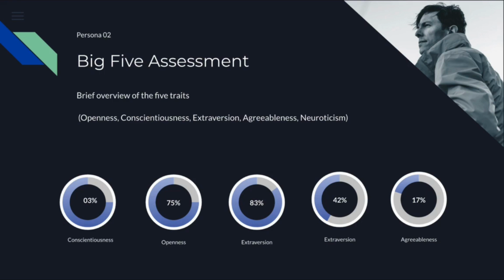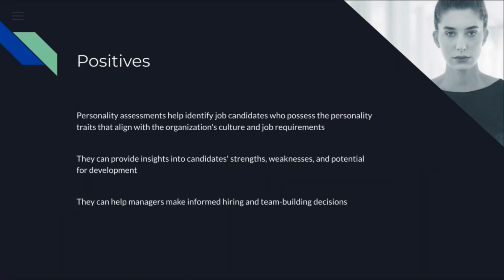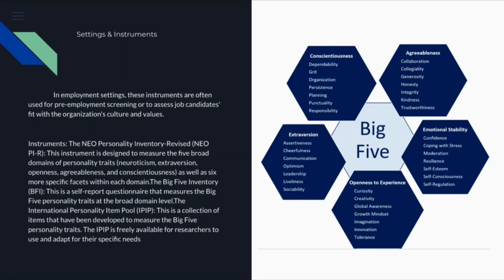assessment. So, as I mentioned, it measures five different traits: conscientiousness, openness, extraversion, agreeableness, and neuroticism. So, let me just skip to this slide really quickly and go a little bit in depth with each of the five of them. So, conscientiousness, within that trait, we can see dependability, grit, organization, persistence, planning, punctuality, responsibility.